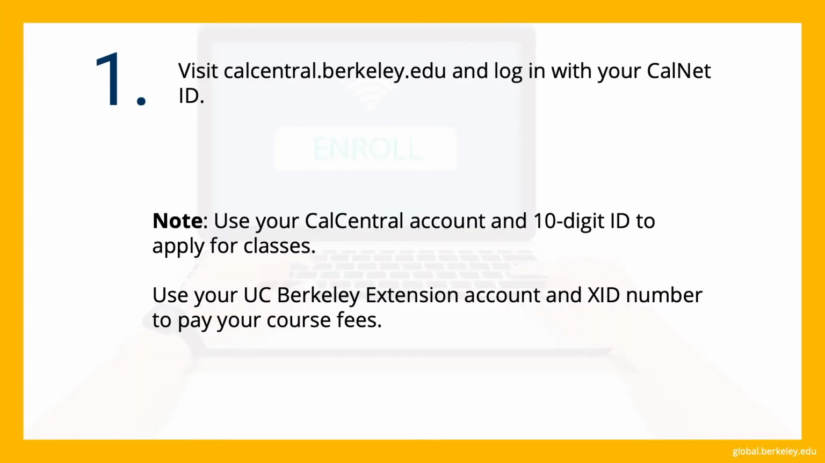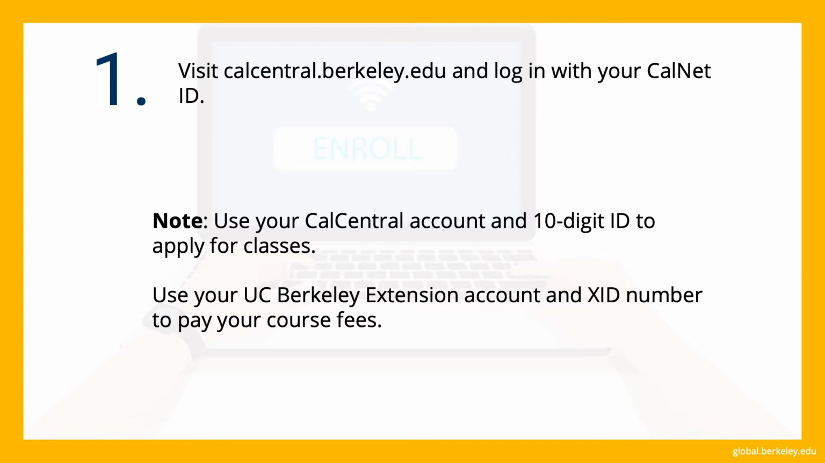To start applying for classes, you will need to log into your CalCentral account. For those of you who don't know, CalCentral is the system we use to bring together all student data into a central location for easy viewing. You should visit calcentral.berkeley.edu to access the portal and log in with your CalNet ID.